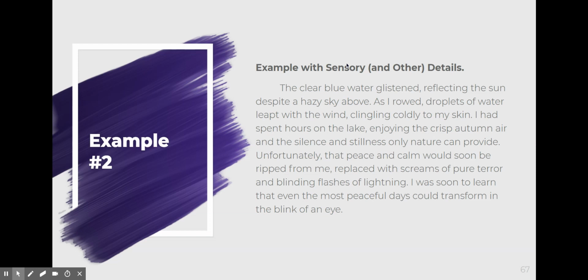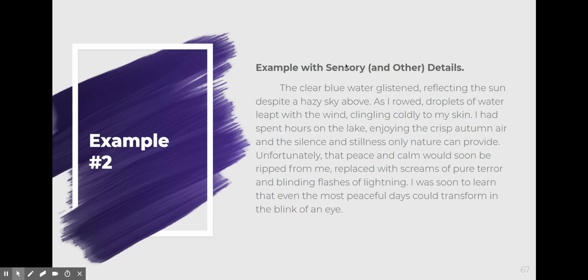So let's say that a student wrote this example, and let's see how it is. This is an example with sensory and other details to try to pull me in. It says, the clear blue water glistened, reflecting the sun despite a hazy sky above. As I rowed, droplets of water leapt with the wind, clinging coldly to my skin. I had spent hours on the lake, enjoying the crisp autumn air and the silence and stillness only nature can provide. Unfortunately, that peace and calm would soon be ripped from me, replaced with screams of pure terror and blinding flashes of lightning. I was soon to learn that even the most peaceful days could transform in the blink of an eye.